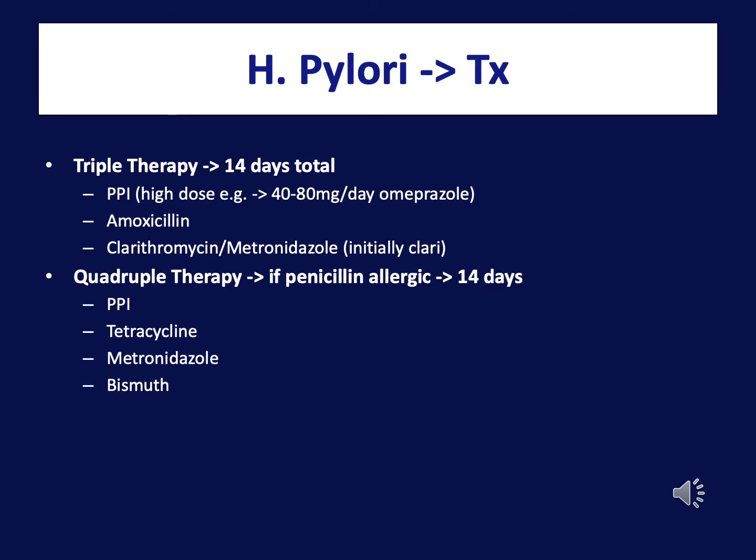So, management, triple therapy, given for 2 weeks, high dose proton pump inhibitor, amoxicillin, and either clarithromycin or metronidazole. Initially, you start clarithromycin. If there's no improvement, you would switch it to metronidazole, and that's because antibiotic resistance is increasing in H. pylori. Quadruple therapy exists for pen allergic patients, and the regime is written down here.